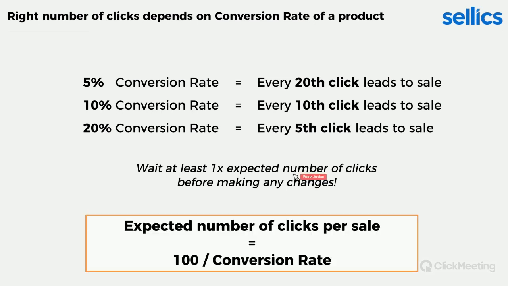Now, luckily, it is very easy to calculate the expected number of clicks, which is just 100 divided by your conversion rate. So if your conversion rate is 5, it's 100 divided by 5, which is then obviously 20, right? So that's the key thing. And so this concept here is very, very important to understand.